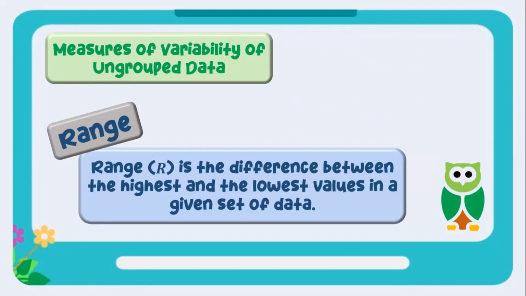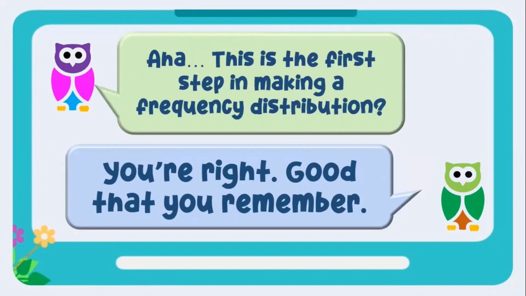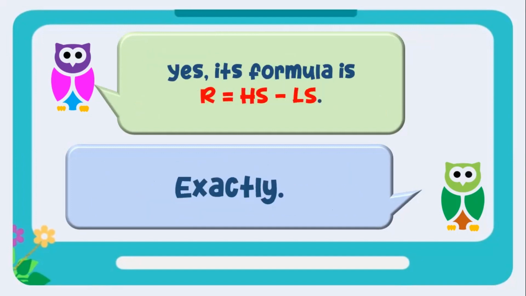The first one is the range. Range is the difference between the highest and the lowest values in the given set of data. This is the first step in making a frequency distribution. If you still remember how we make the frequency distribution, the first step is the range. So we have the formula: range equals highest score minus lowest score.